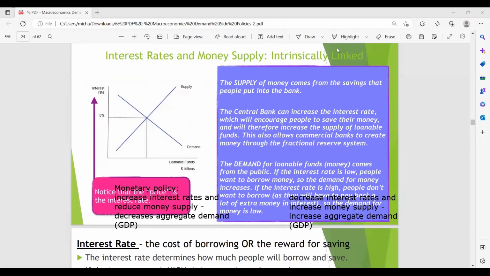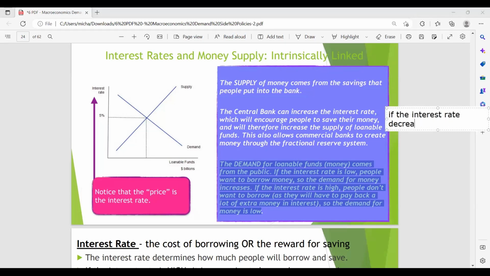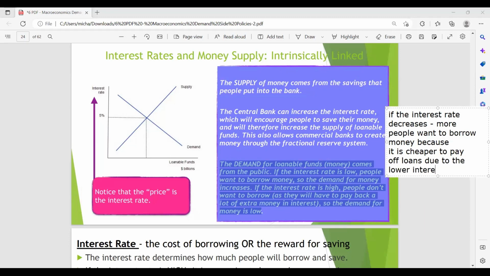Interest rates and money supply are linked strongly. If the interest rate increases, the money supply decreases. If the interest rate is low, people want to borrow money, so demand for money increases. If the interest rate decreases, more people want to borrow money because it is cheaper to pay off loans due to the lower interest rate. Money supply increases.